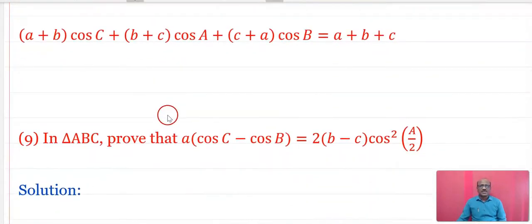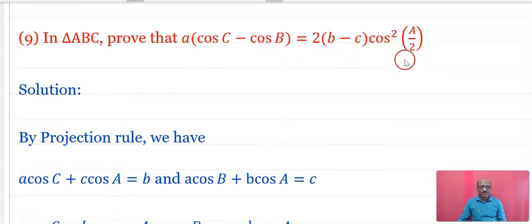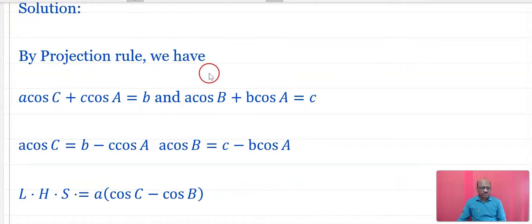Now next, in triangle ABC, prove that a(cos C minus cos B) is equal to 2(b minus c) cos squared(A/2). Again by the projection rule, a cos C + c cos A is equal to b, and a cos B + b cos A is equal to c. Therefore this can be written as a cos C = b minus c cos A, and a cos B = c minus b cos A.